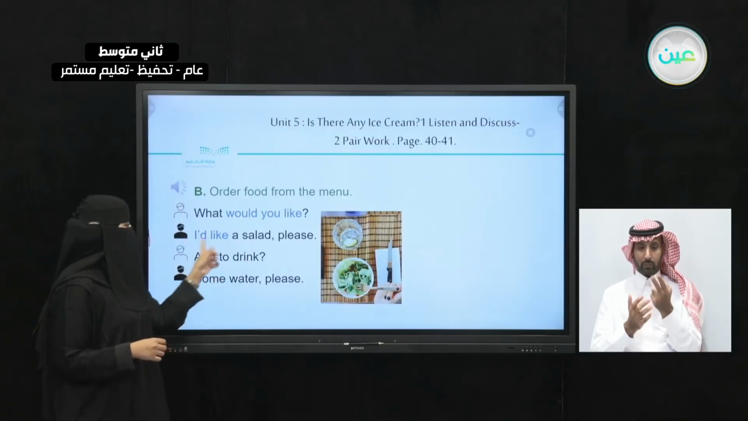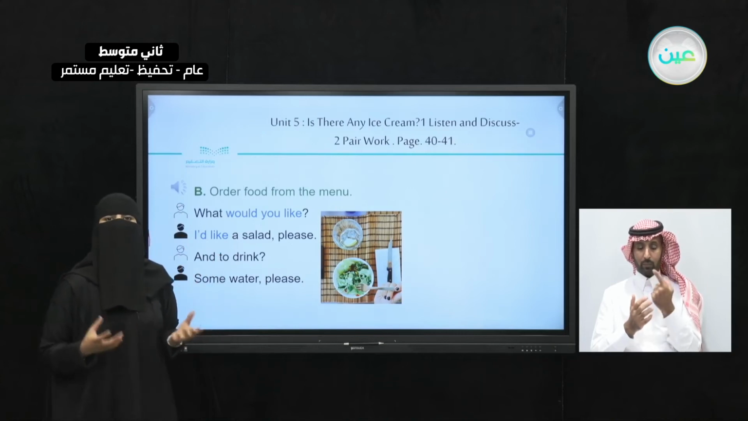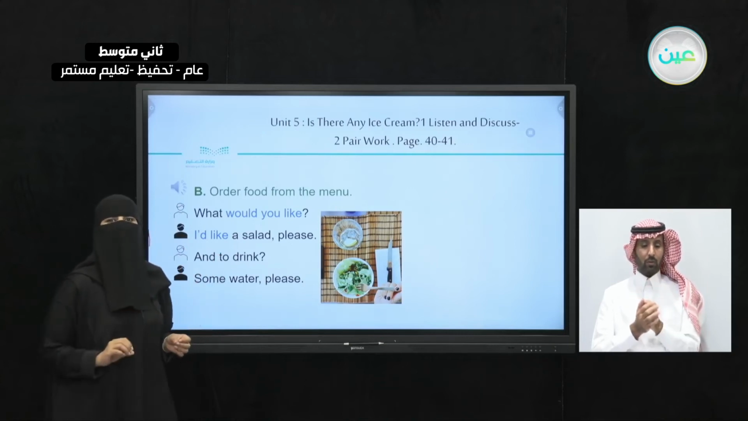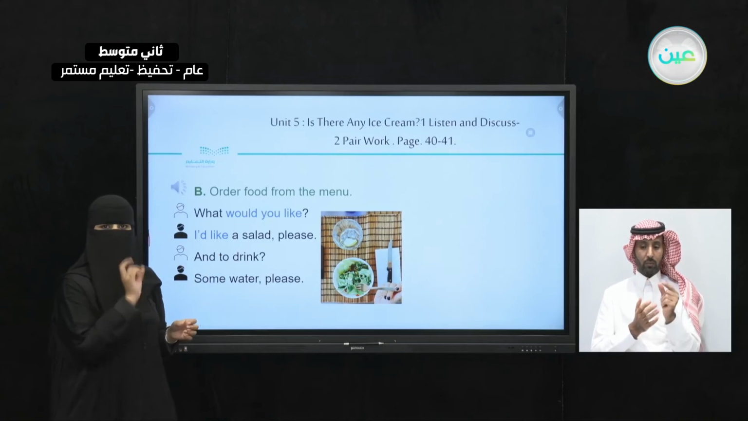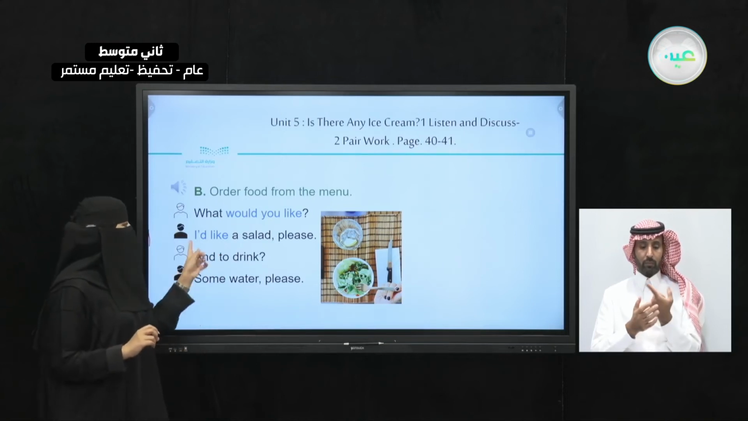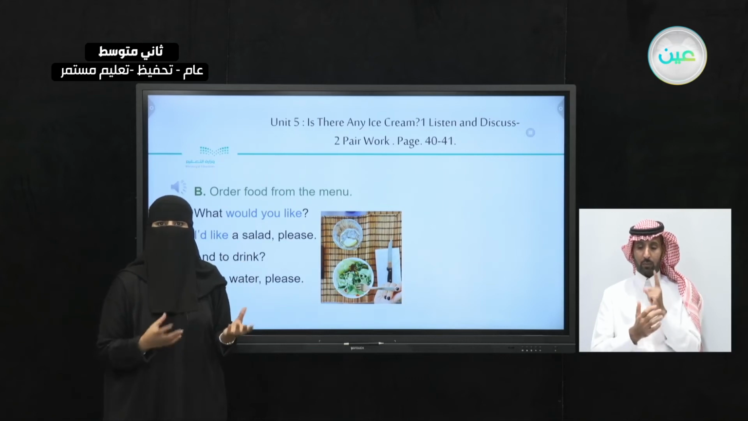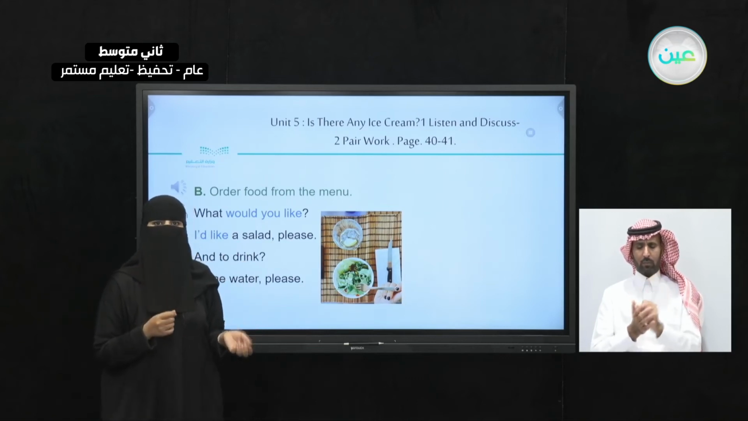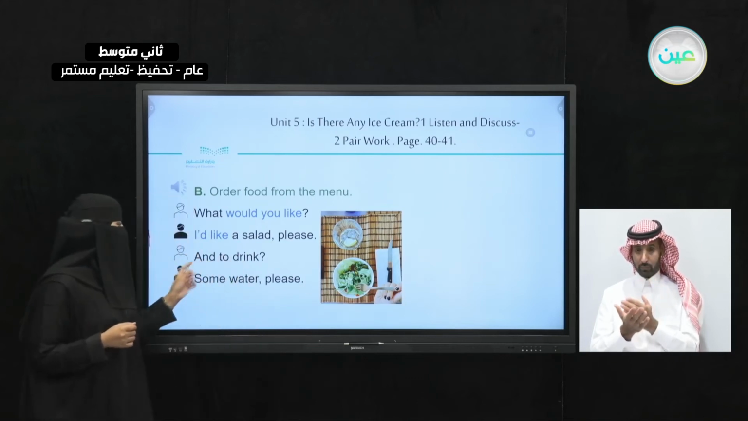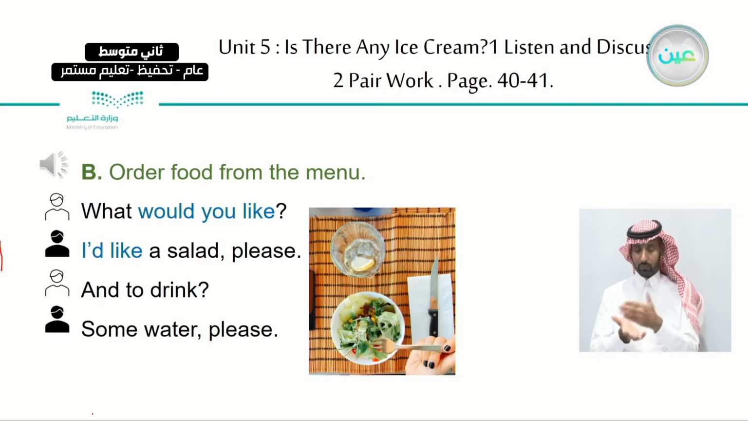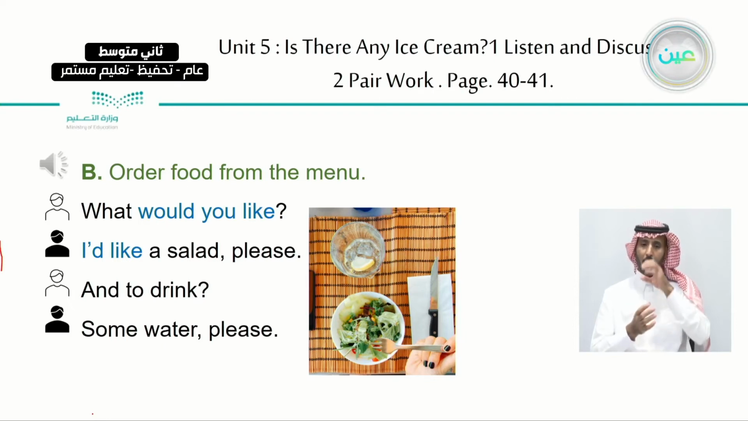So here, I'd like, it's I would like, but we did shorten it, or this is called a contraction. So I'd like a salad, please. So they did answer with a specific answer, right? The salad. Now, in the next question, and to drink? So what about the drink? Here in the answer, some water, please.